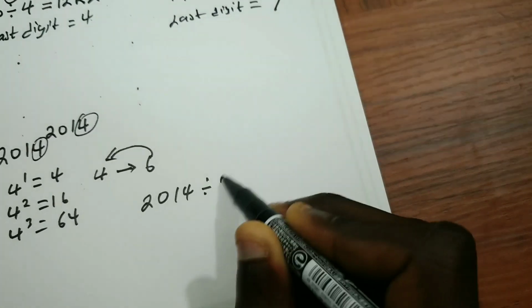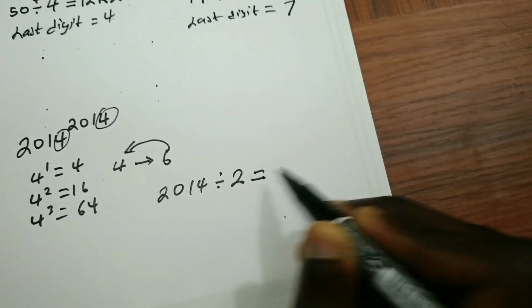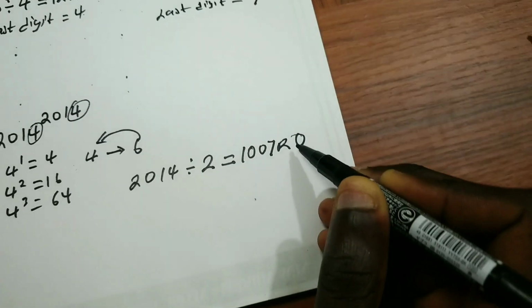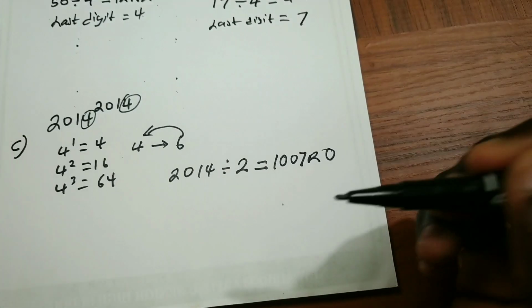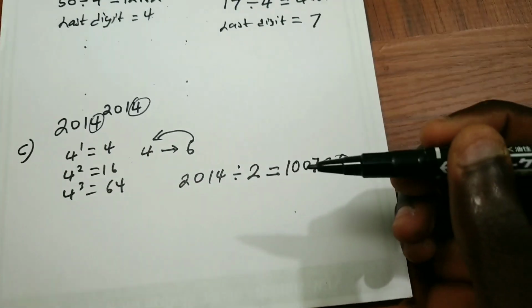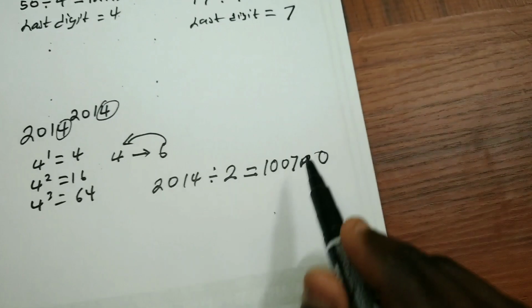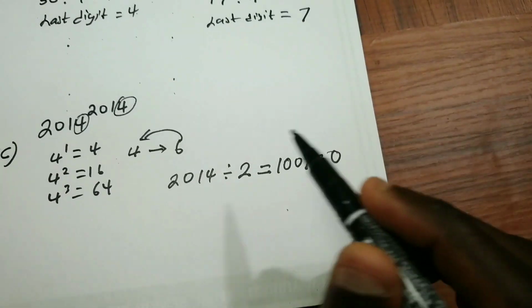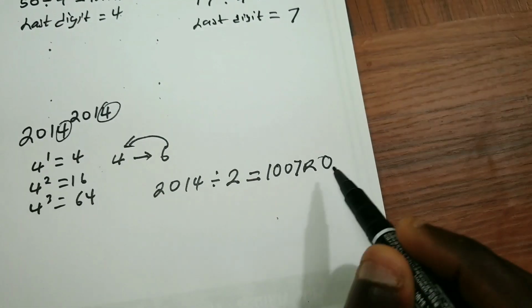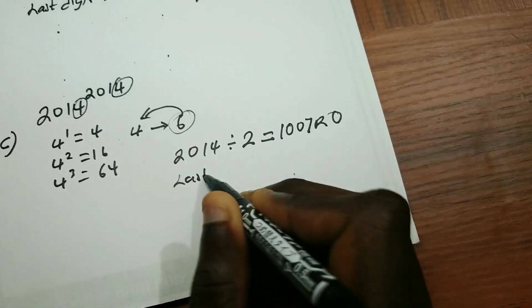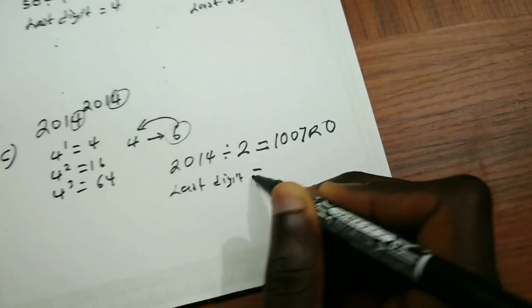So 2014 divided by 2. Remember, we are interested in the remainder. 2 goes into 2014 1007 times, remainder 0. Now, if the remainder is 0, then the last digit falls on the last number within the cycle. Since we only have 2 numbers forming the cycle, our last digit will be 6.